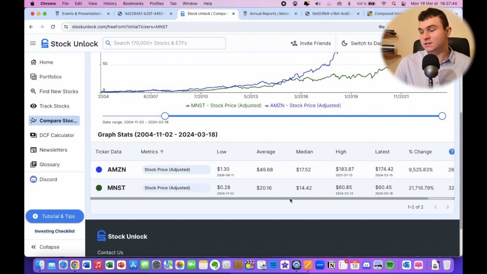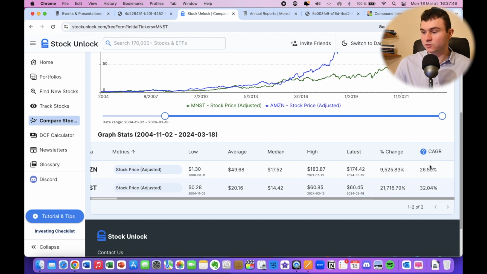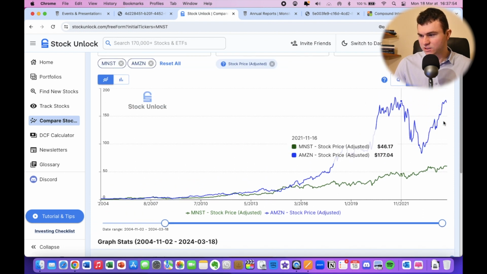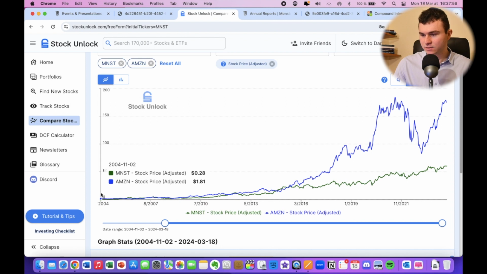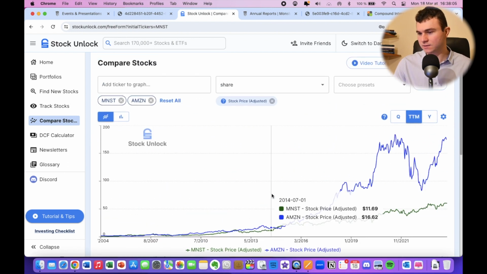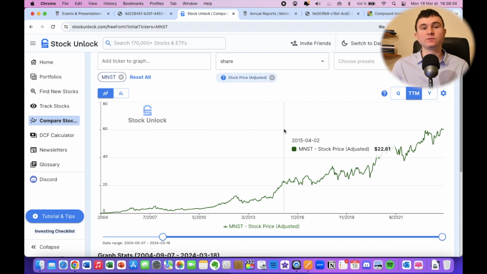So if you had invested in Monster Beverage, you would have a better performance compared to if you had invested in Amazon. And that's not the same starting point here. That's why this chart may be misleading, because your starting point is not the same. It's 0.3 versus 1.8. So just think about compounded annual growth rate. We have some great information.